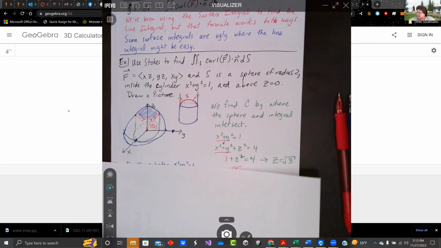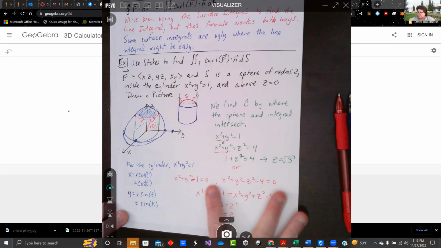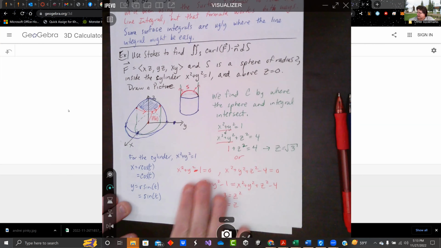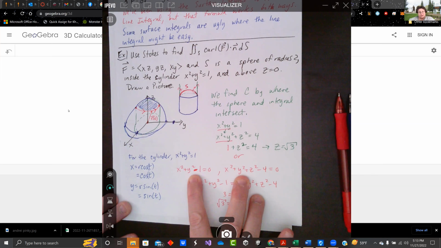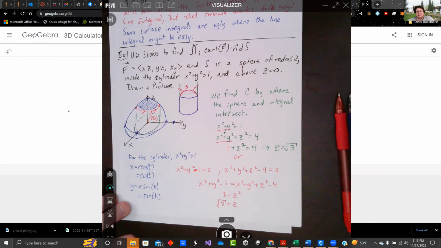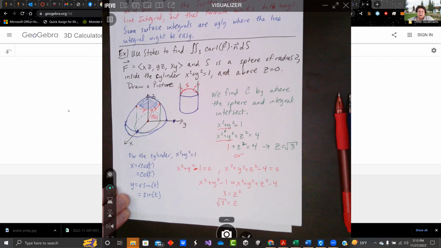The other option is setting these both equal to 0 by gathering everything on the same side. If they both equal 0, then these two things have to equal each other, and then you solve for z. Depending on how you like to do it, that'll get you the same thing. But what we end up with is this curve going around at z equals square root of 3.